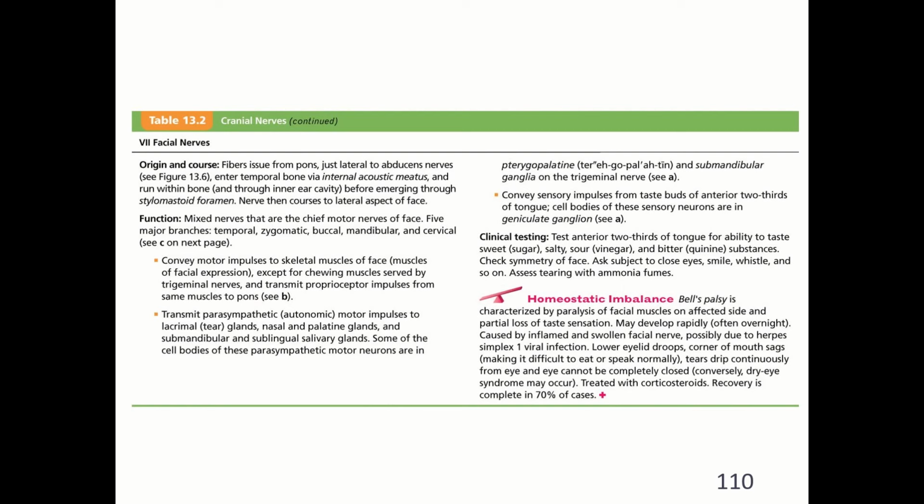Cranial nerve 7 is the facial nerve. It branches five times, and it is a mixed nerve, sensory and motor. It is the chief motor nerve of facial movements, and it also conveys sensory impulses from the taste buds of the anterior two-thirds of the tongue. So the two-thirds of the tongue that the facial nerve innervates will help you taste sweet, salty, sour, and bitter.